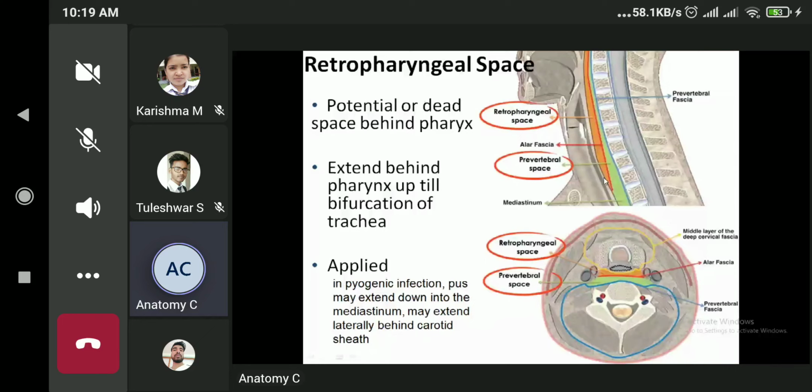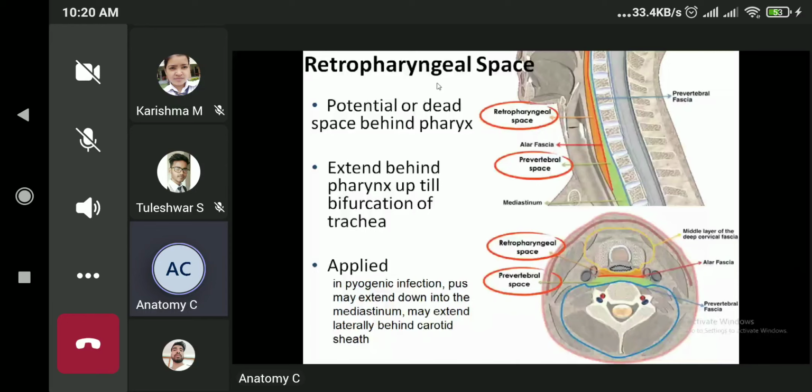Talking about the applied aspect of this space, in pyogenic infection, pus may extend down into the mediastinum and may extend laterally behind the carotid sac, because this retropharyngeal space is bounded laterally by the carotid sac. Superiorly, it extends right from the base of the skull and inferiorly up to the bifurcation of the trachea, which is present within the mediastinum, at the junction between superior and inferior mediastinum. So infection or pus may spread down up to the mediastinum from this retropharyngeal space.